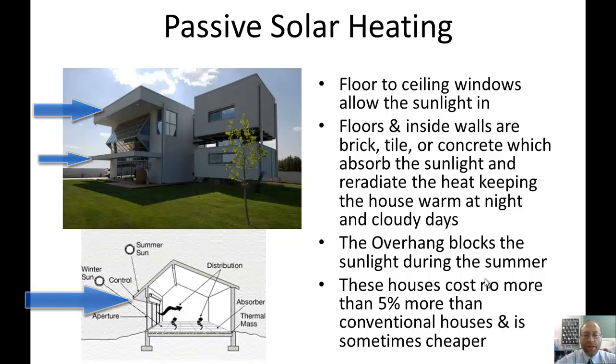The cost of building these houses is no more than 5% more than conventional houses, and is sometimes cheaper than conventional houses. It's good to also have another heating source with it, and people who have this find that their heating bills are profoundly less. Rather than having a heating bill for the winter of thousands of dollars, the heating bill is less than $100.